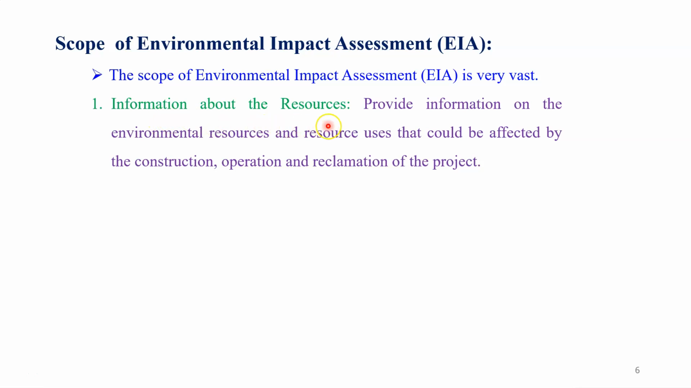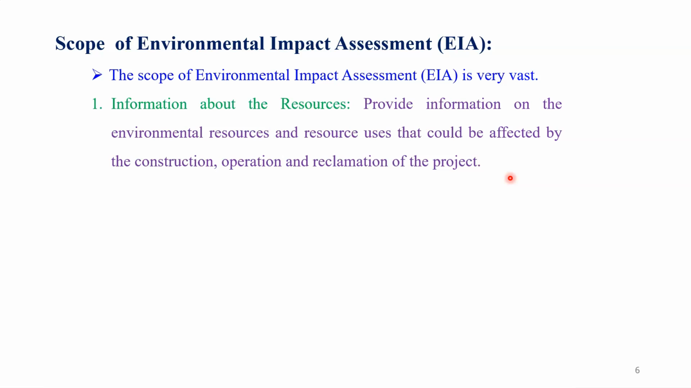First is information about the resources. It provides information on the environmental resources and the resource uses that could be affected by the construction, operation and reclamation of the project. Yes, dear student, you know that without resources, whether natural resources or human resources, each and every project requires various resources. But when we carry out a project, there should not be any side effect on the natural environment. That is very important, because I am talking about natural resources. It may be the soil, the water, the forest, the animals, the ecosystem, everything.